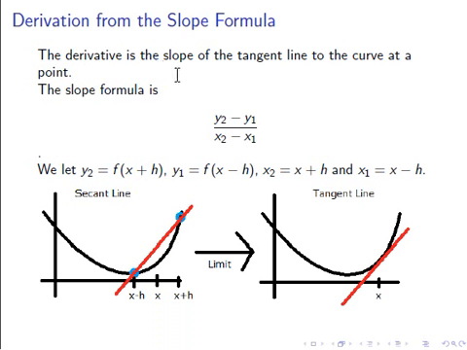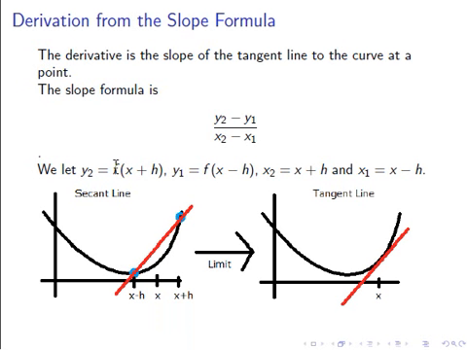The derivative is the slope of the tangent line to the curve at a particular point, and the slope is given by y2 minus y1 over x2 minus x1. So we draw this picture where we start at a point x, go over by an amount h to x plus h, go up to f of x plus h, go back to x minus h, and then go up to f of x minus h, and we draw the secant line between this point and this point.